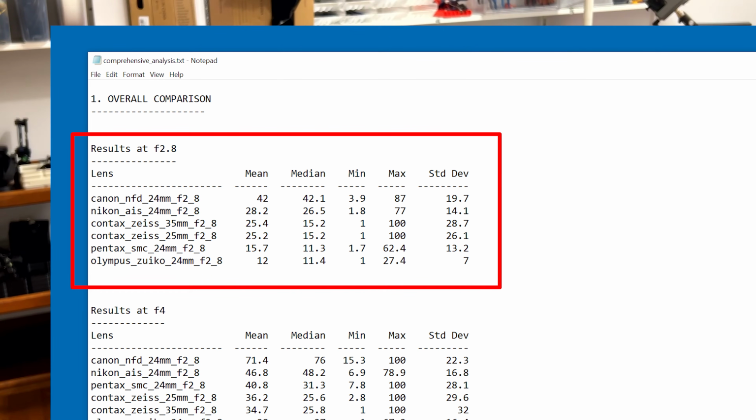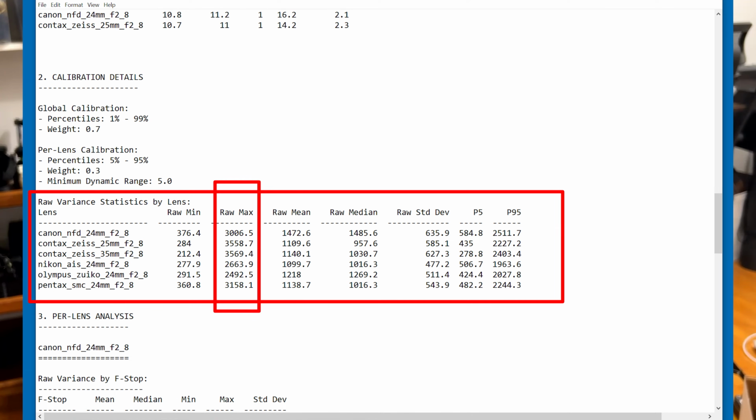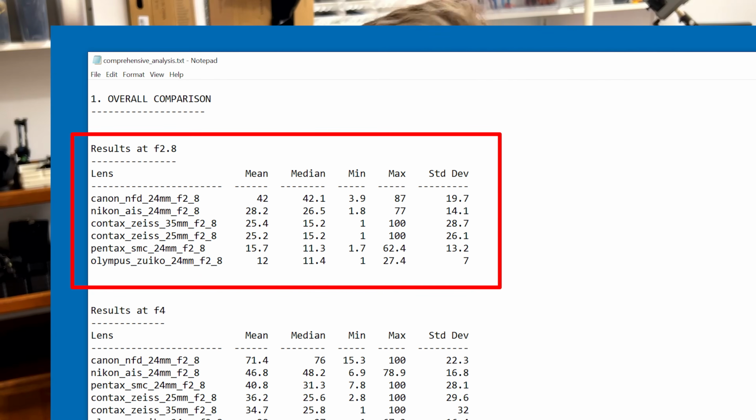Because all of these lenses have been incorporated into the calibration when you first run the software, when you get a max value of 87 for the Canon, that is essentially the measure of the maximum sharpness anywhere in the frame at F2.8. And since the Contax, both the 25 and the 35 millimeter, scored 100% at the max, that means that at its sharpest point, the Canon is 13 points softer than the Contax.